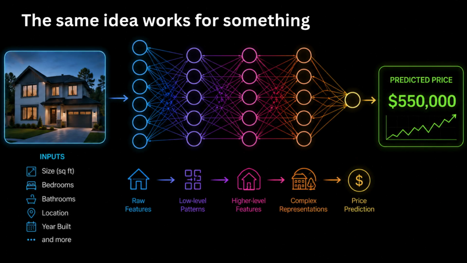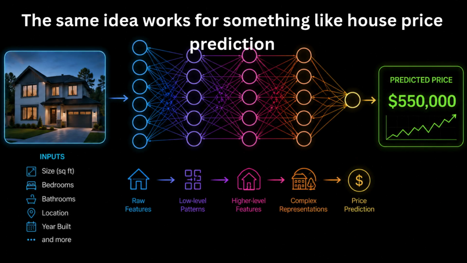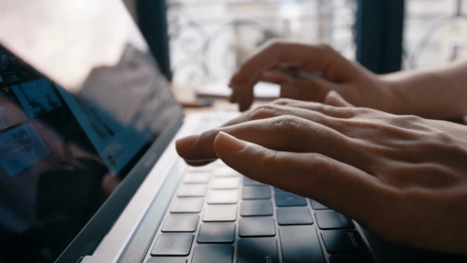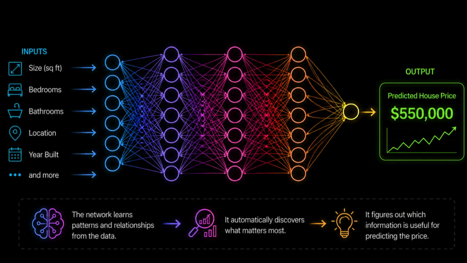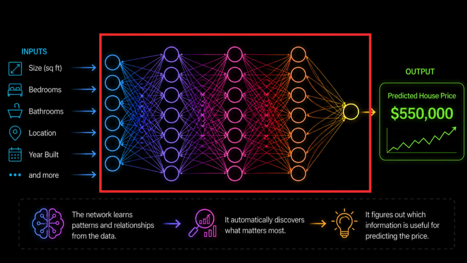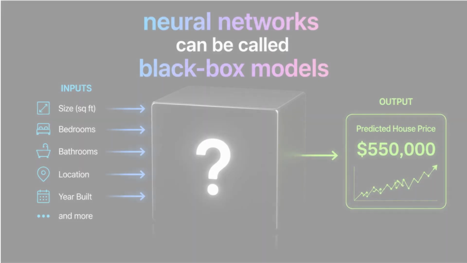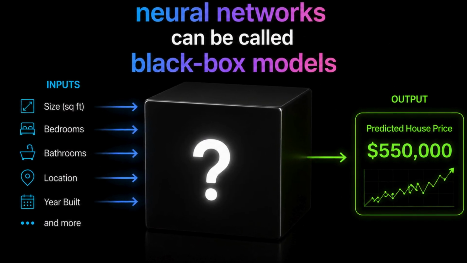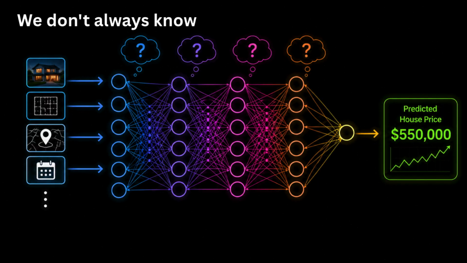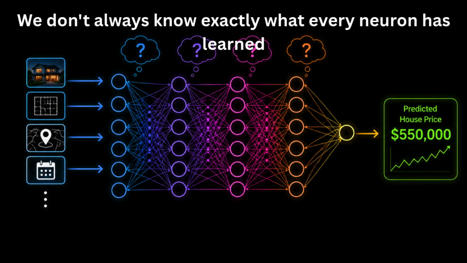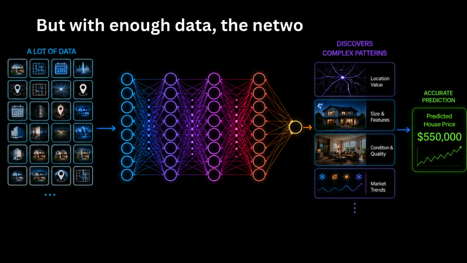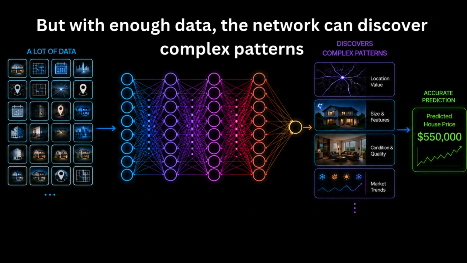The same idea works for something like house price prediction. Instead of manually deciding which features matter together, we fully connect the network and let it figure out which information is useful. That's also why neural networks can be called black box models. We don't always know exactly what every neuron has learned. But with enough data, the network can discover complex patterns.